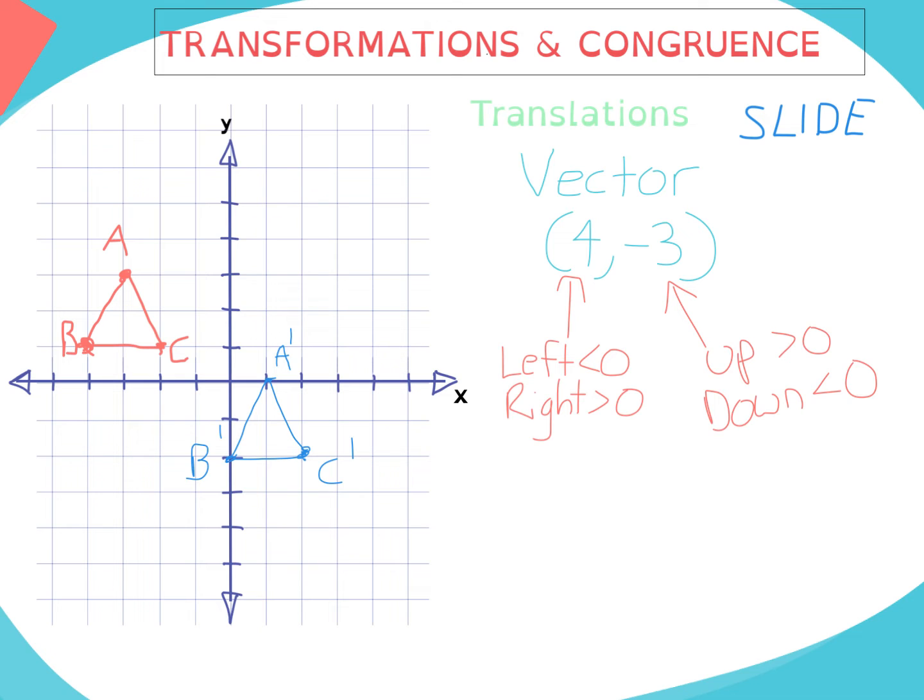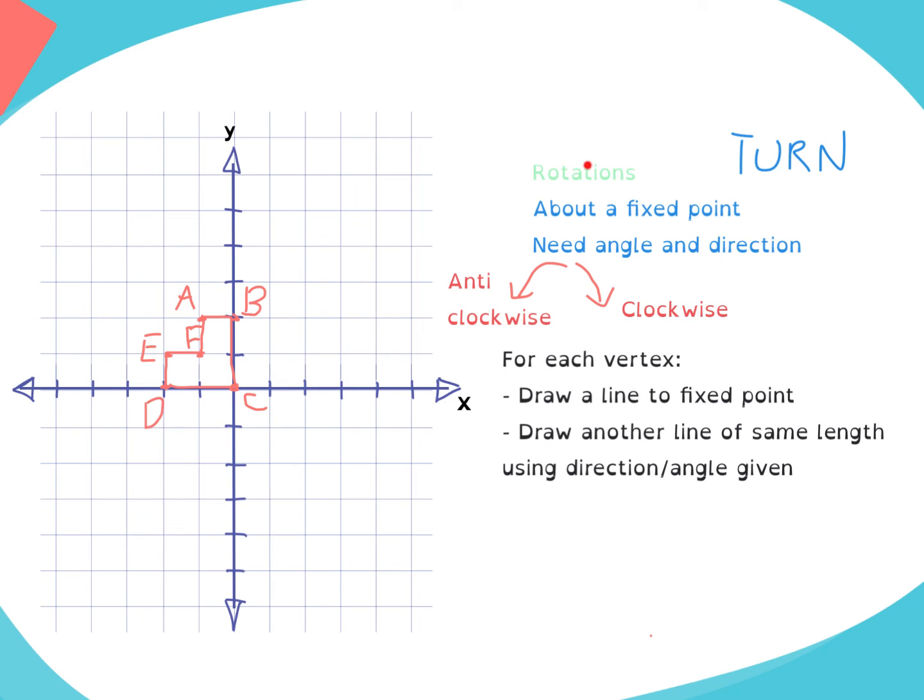Let's now look at rotations. So for rotations, you need a fixed point and an angle and a direction. So you'll be asked to rotate a shape, say 90 degrees, and be told whether you go anti-clockwise, which is this way, or clockwise, which is that way. So the way you rotate a shape is for each vertex, draw a line to the fixed point, draw another line of the same length using the direction and the angle given. What does that mean? Well, let's have an example.